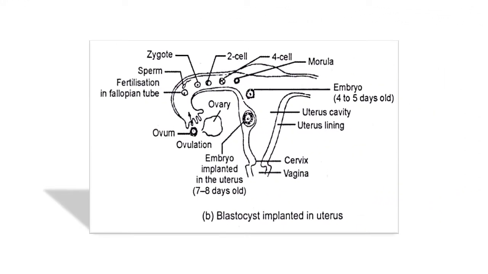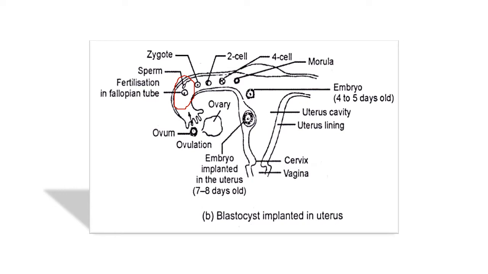Let's observe the diagram. Fertilization takes place at the ampullary isthmic junction. As a result, the zygote is formed. This zygote undergoes cleavage divisions and finally forms the morula. The morula undergoes blastulation to form the blastocyst. And when these divisions occur, they are moving towards the uterus in the oviduct or fallopian tube.